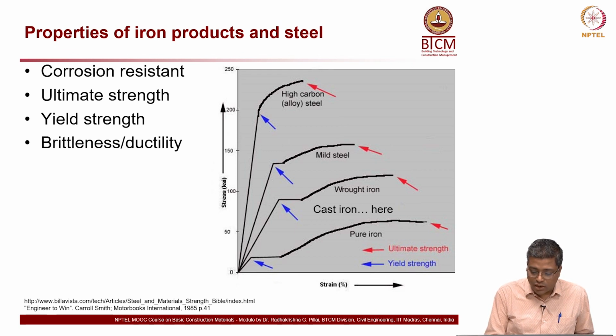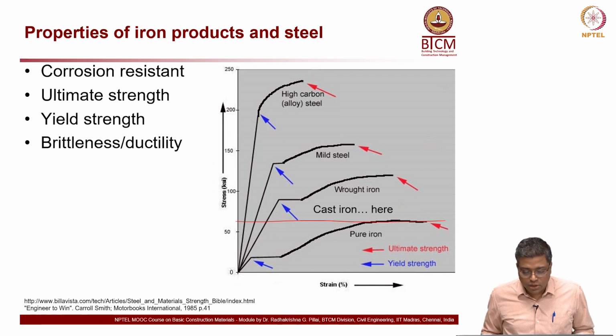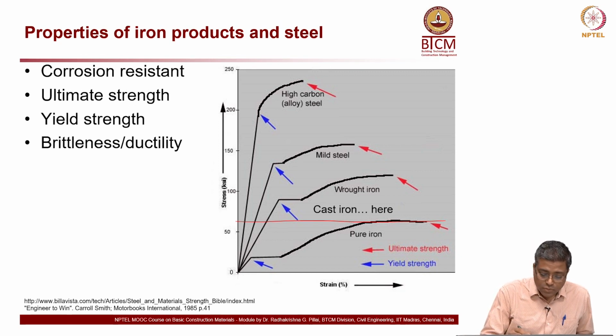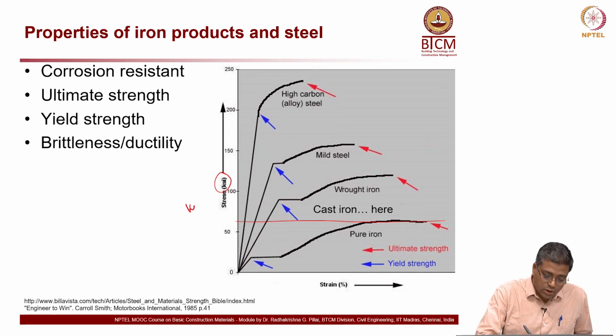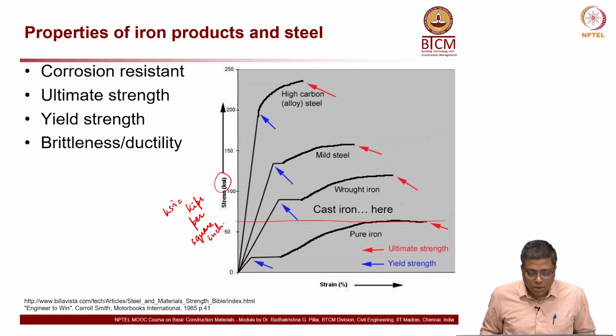Pure iron is very, very low. Pure iron ultimate strength is somewhere about 60, 70, something like that, KSI. That KSI stands for kips per square inch. Okay, that is KSI, similar to the megapascal. Now cast iron is somewhat in between the wrought iron and the pure iron.